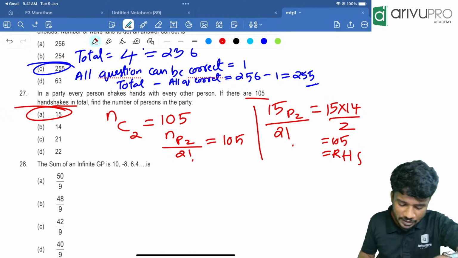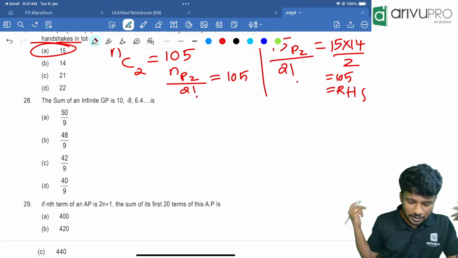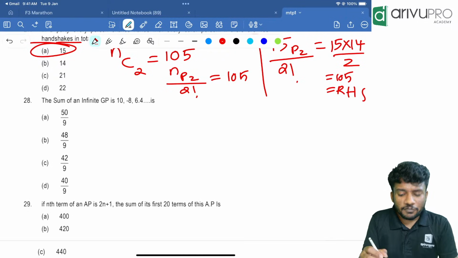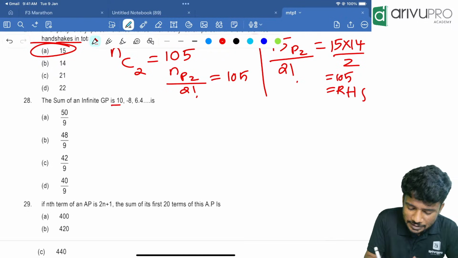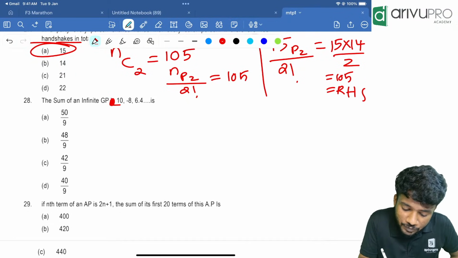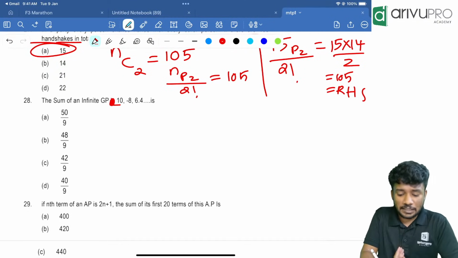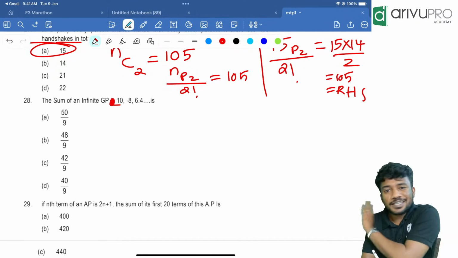Got it? Next one. We are going to the next chapter, that is GP and AP, sequence and series. Okay. Sum of infinite GP is how much is the question? What are the given terms? 10, minus 8, 6.4, etc. is given in the question.